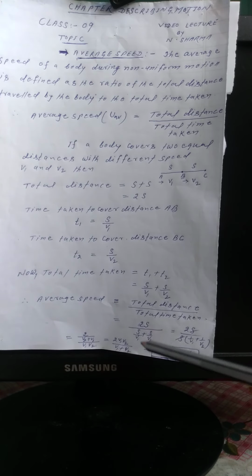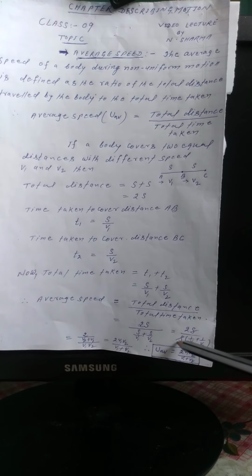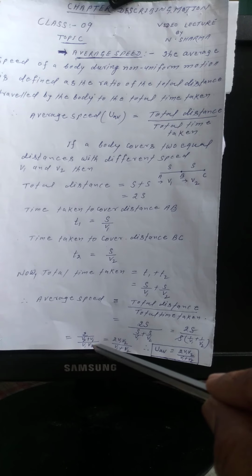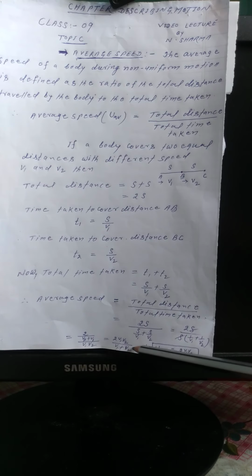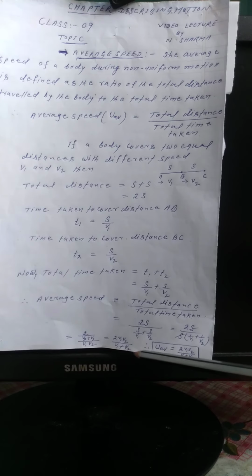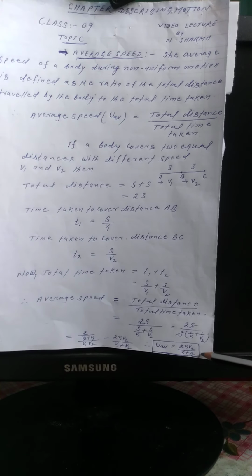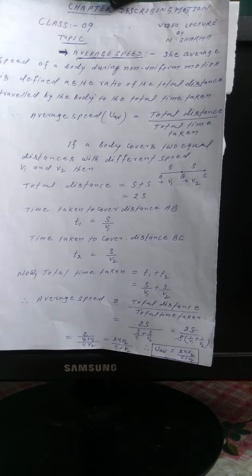Now 2S divided by S by V1 plus S by V2. Take S common here, then 1 by V1 plus 1 by V2. These S will be cancelled. Therefore, taking the LCM of V1 and V2, we will get 2 divided by (V2 plus V1) over V1 into V2. Finally, it will be equal to 2 V1 V2 divided by V1 plus V2. Therefore, average speed is equal to 2 V1 V2 divided by V1 plus V2.